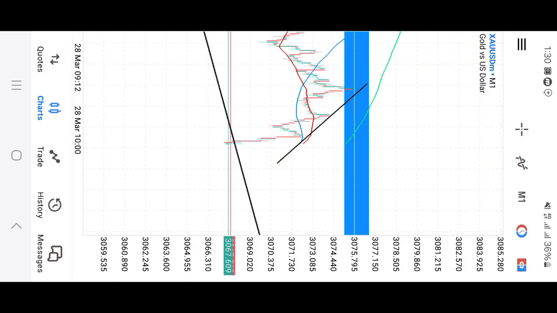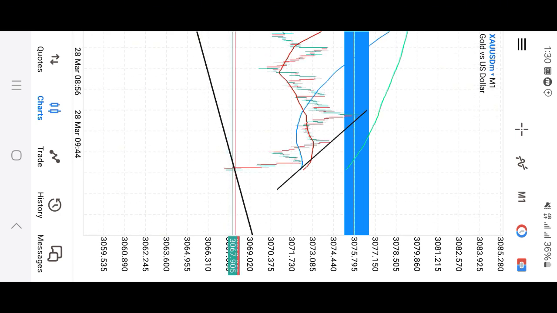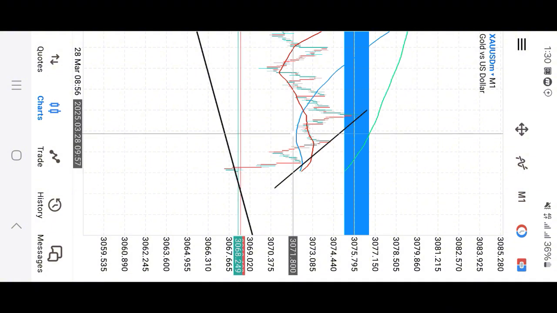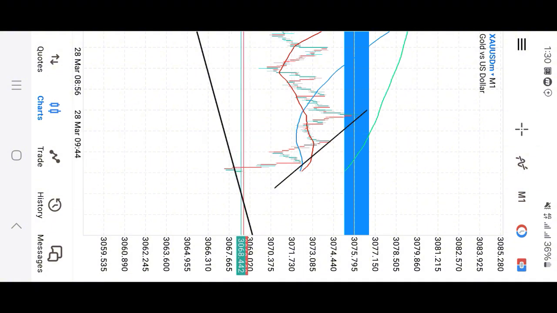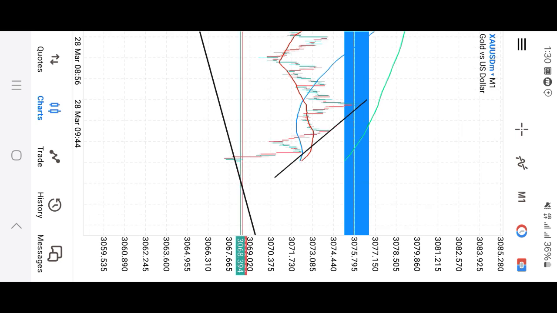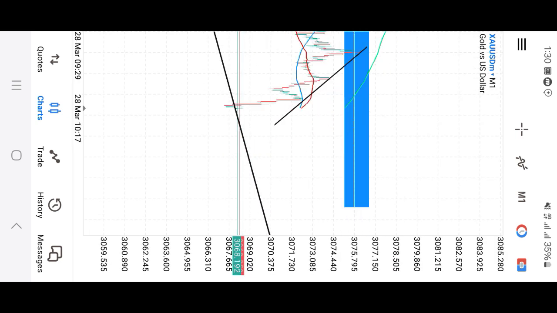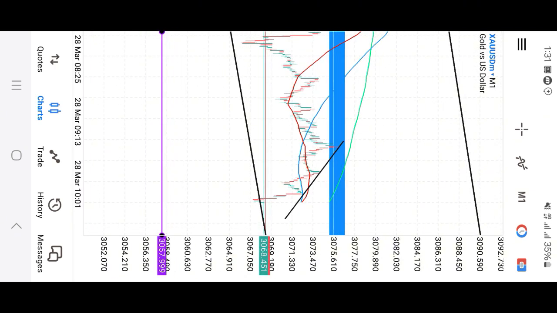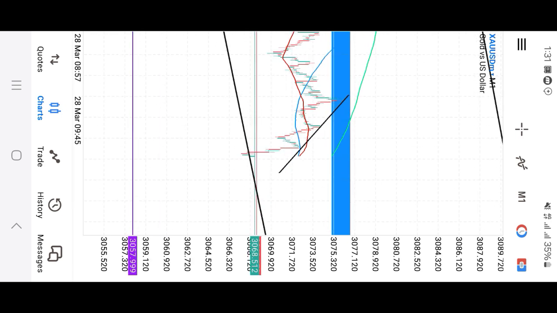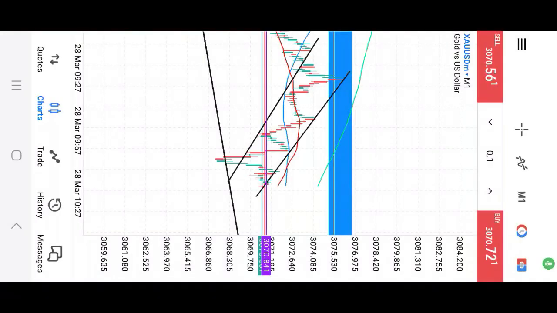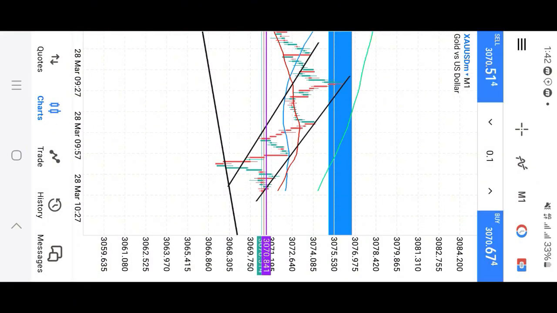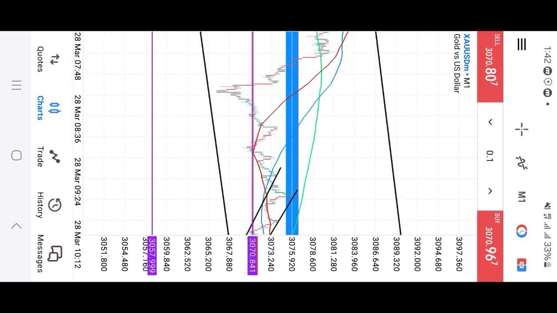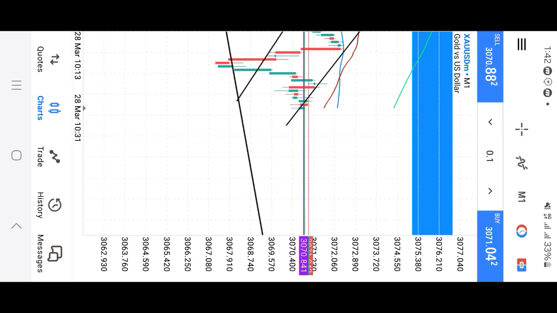You see this? I missed it. You see how the price goes? If you see the trend line plus the blue EMA, price touched both and it's like confluence, so it goes down. Price became like this, came up. So patience is key.